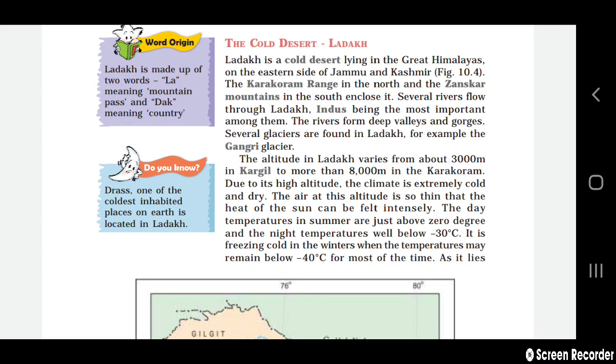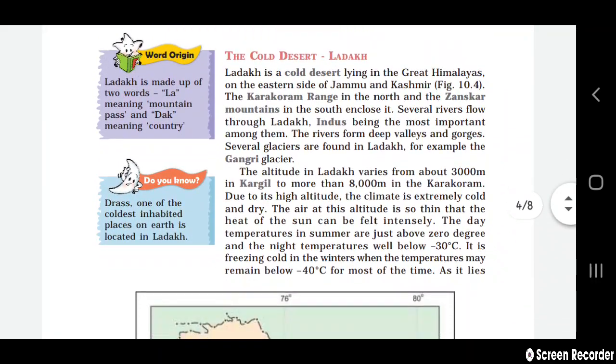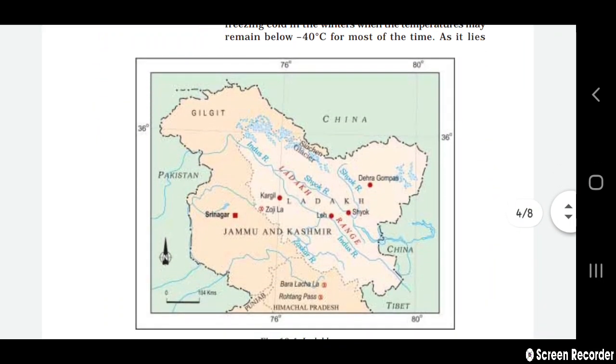The cold desert, Ladakh. So now let us come to our India. In our India, Ladakh is a very cold desert lying near the Great Himalayas on the eastern side of Jammu and Kashmir. In the map you can see all the places of Ladakh.